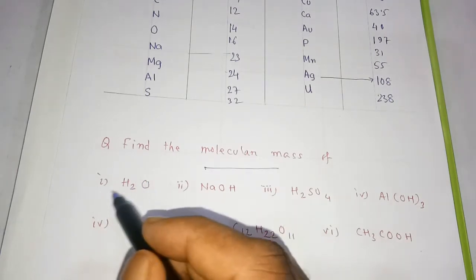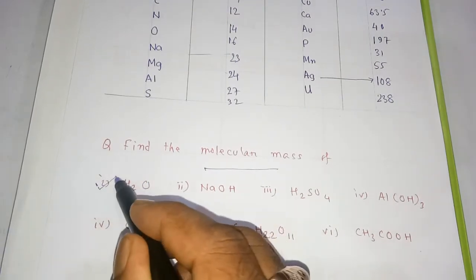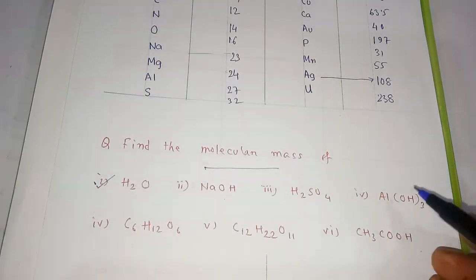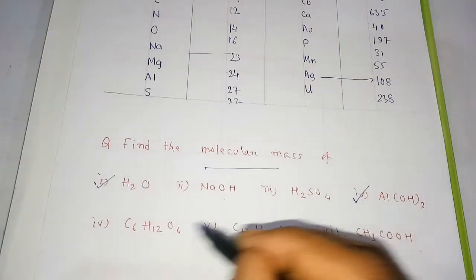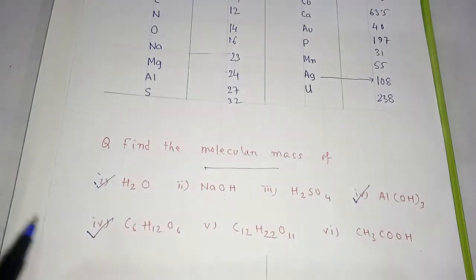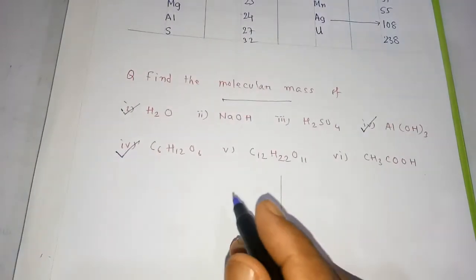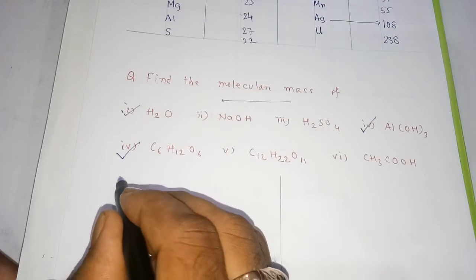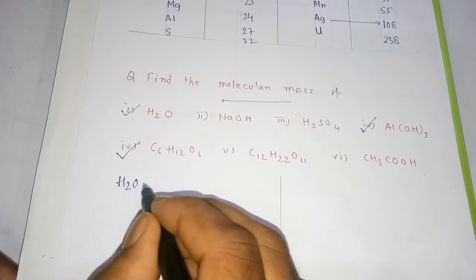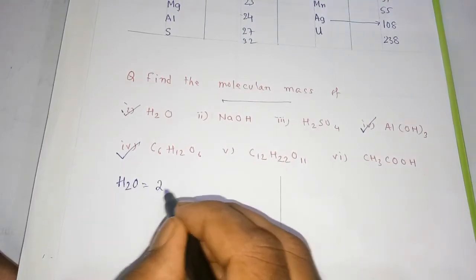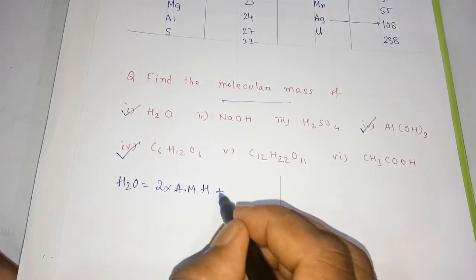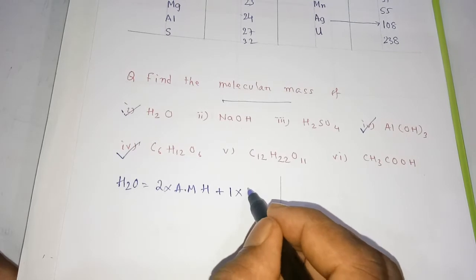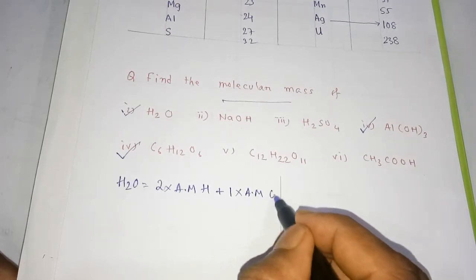So I am doing some, the rest you do. I am finding H2O, water, then aluminum hydroxide, then glucose. If you want to find the molecular mass of water, it is 2 into the atomic mass of hydrogen plus 1 into the atomic mass of oxygen.